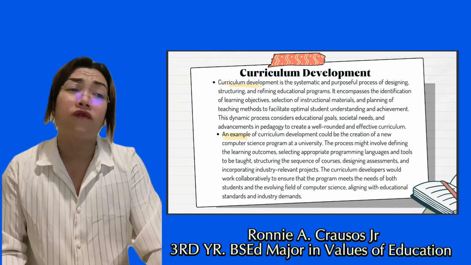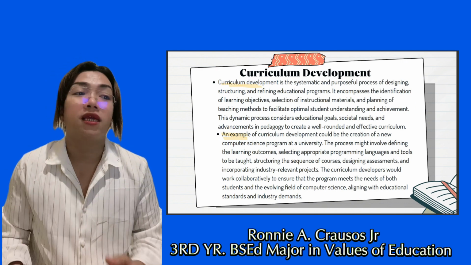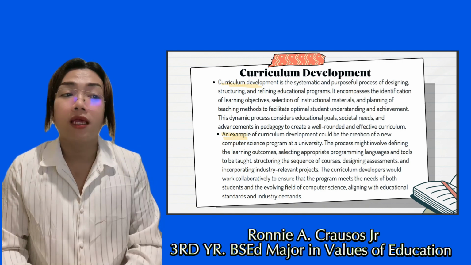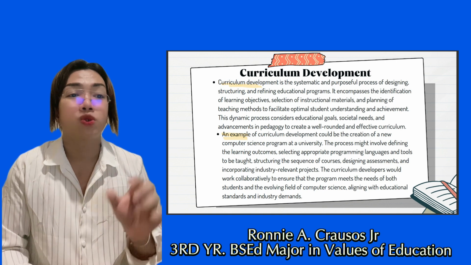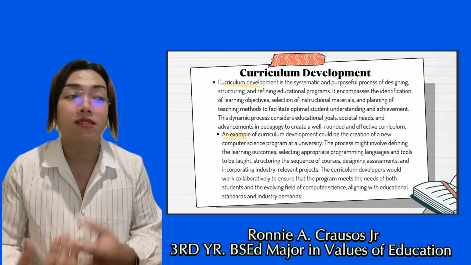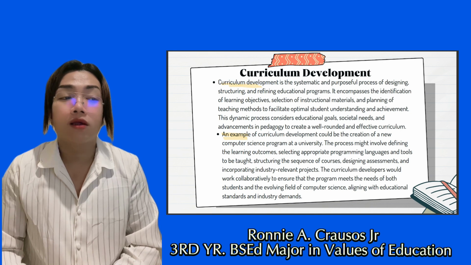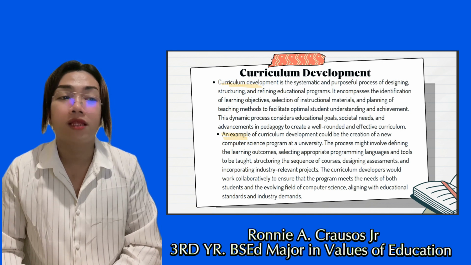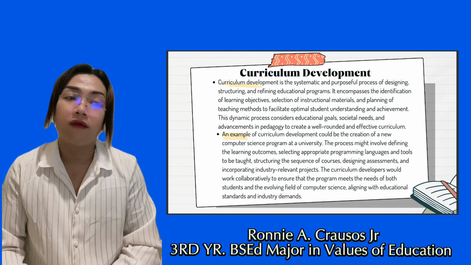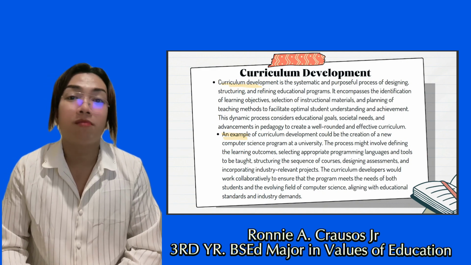An example of curriculum development could be the creation of a new computer science program at a university. The process might involve defining the learning outcomes, selecting appropriate programming languages and tools to be taught, structuring the sequence of courses, designing assessments, and incorporating industry-relevant projects. The curriculum developers would work collaboratively to ensure that the program meets the needs of both students and the evolving field of computer science, aligning with educational standards and industry demands.